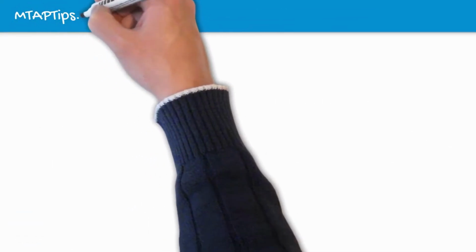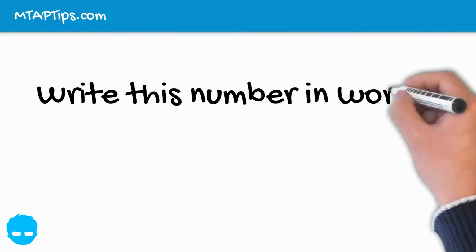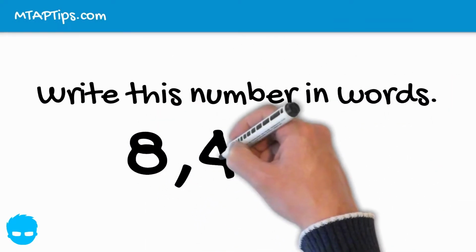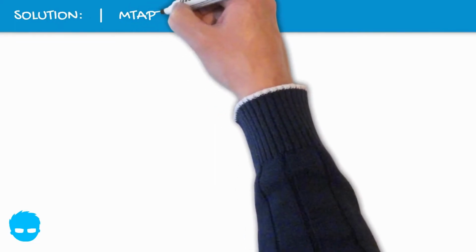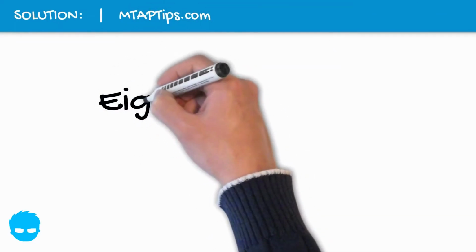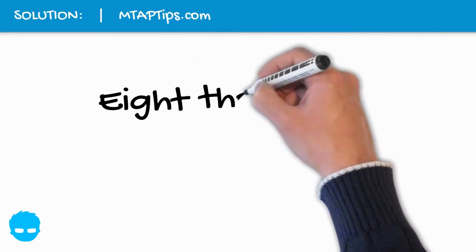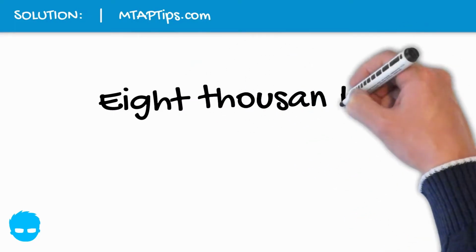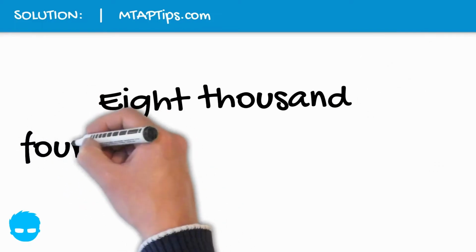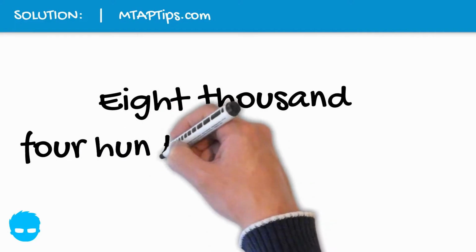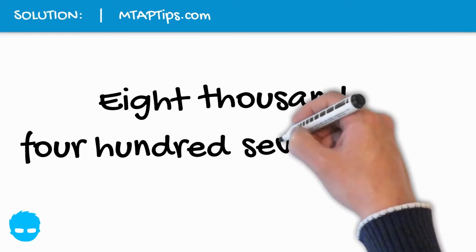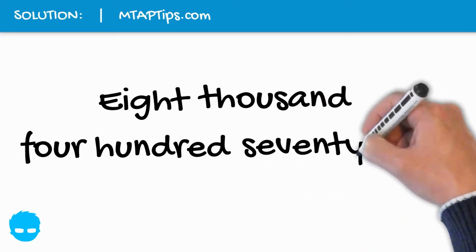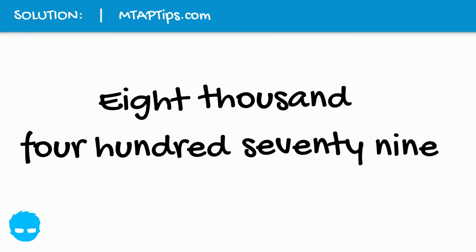Let's do another one just for practice. Write this number in words. 8,479. So that's 8, E-I-G-H-T, 1,000, T-H-O-U-S-A-N-D, 4, F-O-U-R, 100, H-U-N-D-R-E-D, 70, that's S-E-V-E-N-T-Y, then 9, that's N-I-N-E. 8,479.